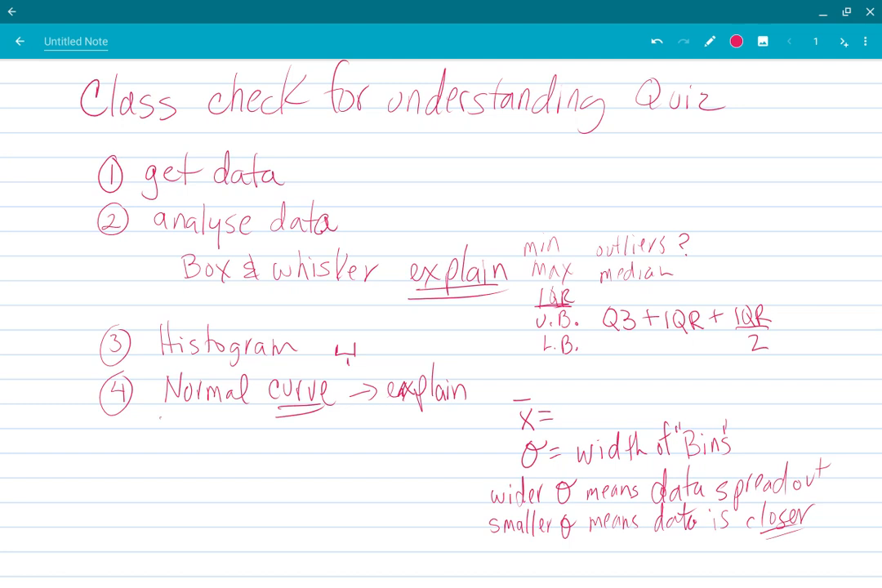And lastly, you're going to do a normal curve, and you're going to pretend that the data is normally distributed, which means it's symmetrical. Also, explain if this is right skewed or left skewed data. Left or right. Hold on, wait.